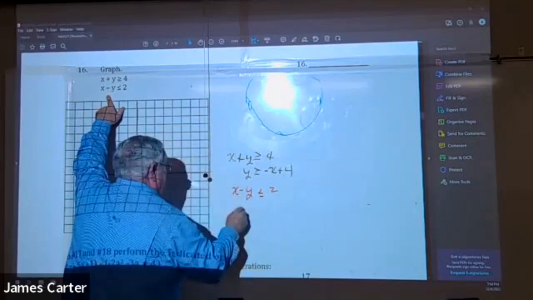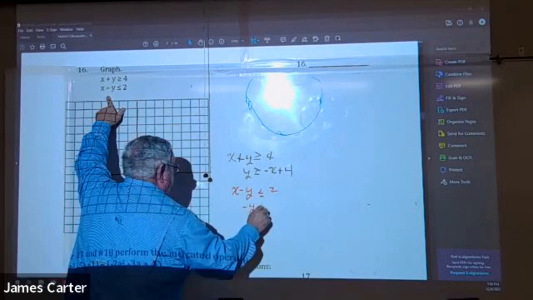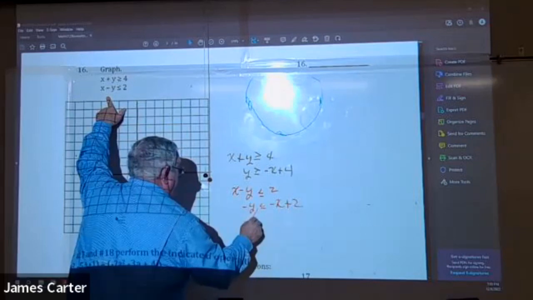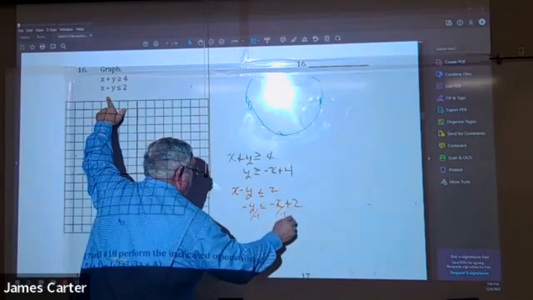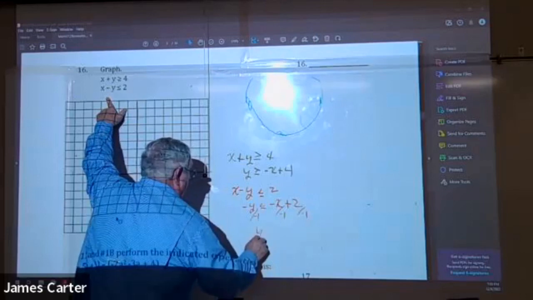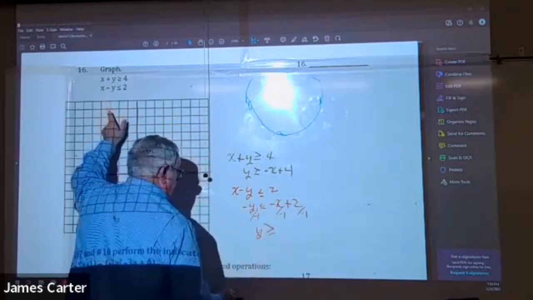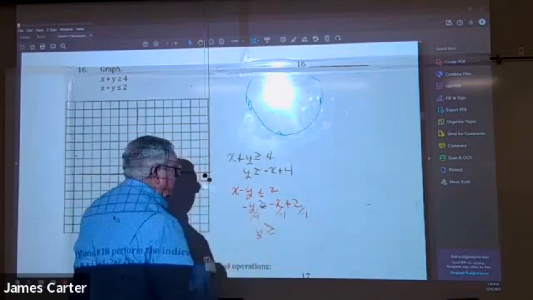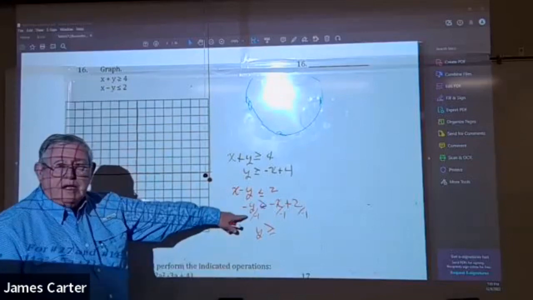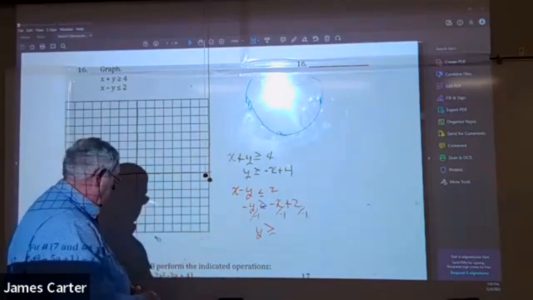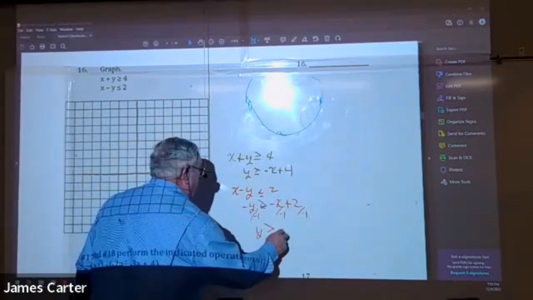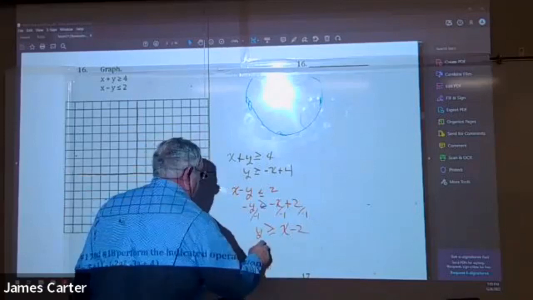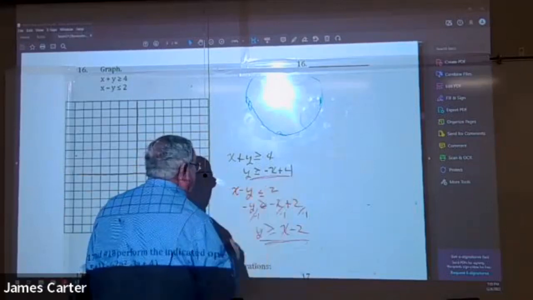So negative y less than or equal to negative x plus 2. Divide by negative 1, divide by negative 1, divide by negative 1. y greater than or equal to, because when you divide by a negative, you've got to flip the symbol, positive x minus 2. Okay, so I've got this equation and I've got that equation.